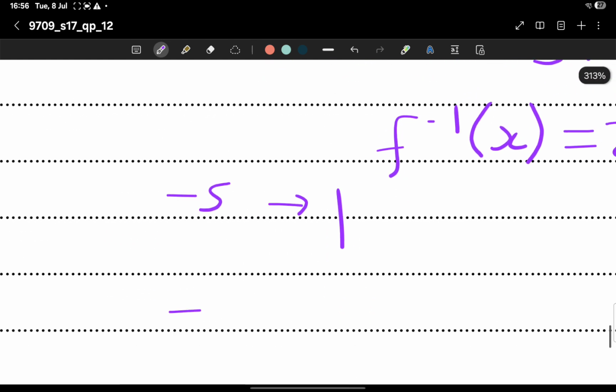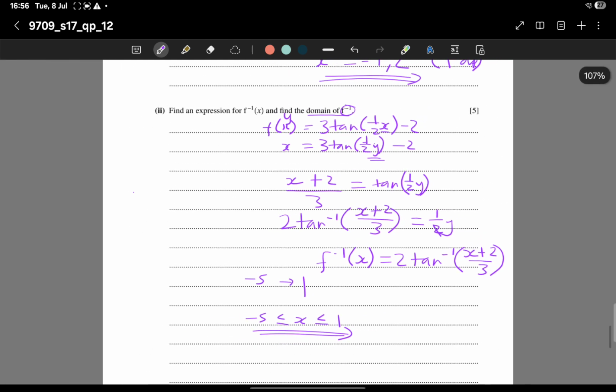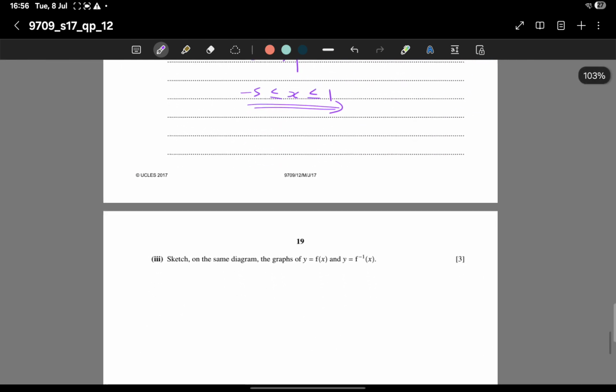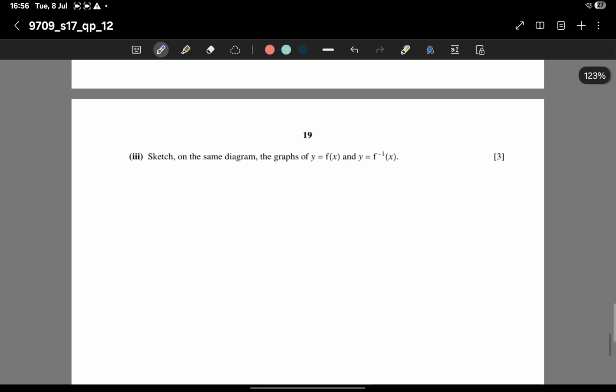And domain, we can write it in x, so it could be this right here. It's going from -5 through to 1, right? Then we move on to the third part, which says sketch on the same diagram the graphs of y = f(x) and y = f⁻¹(x), which is our inverse function of x. And we know the graph of the inverse is a reflection of the graph of the original function in the line y = x, right?